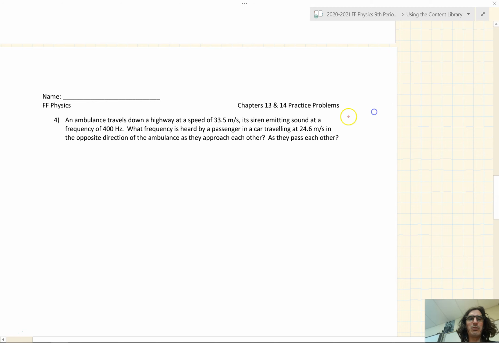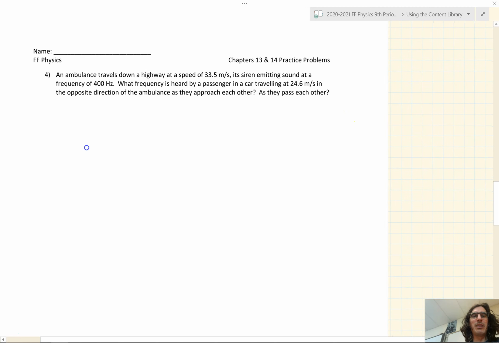Okay. Next question, number 4. An ambulance travels down a highway at a speed of 33.5 meters per second. Its siren is emitting sound at a frequency of 400 hertz. What frequency is heard by a passenger in a car traveling at 24.6 meters per second in the opposite direction of the ambulance as they approach each other? In other words, they're traveling towards each other in this scenario.